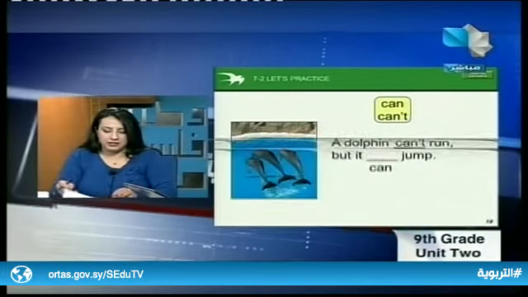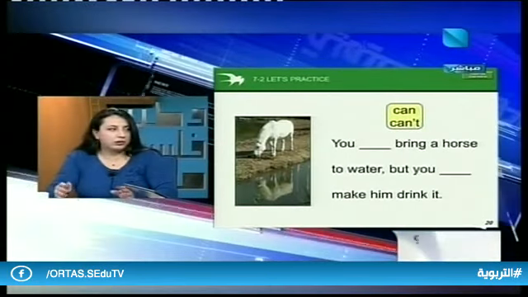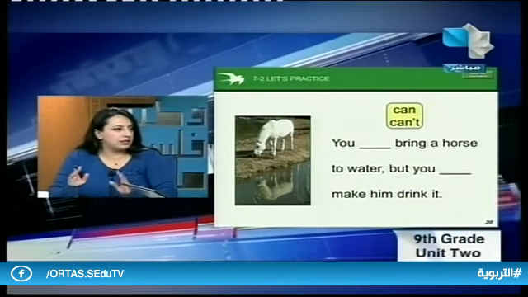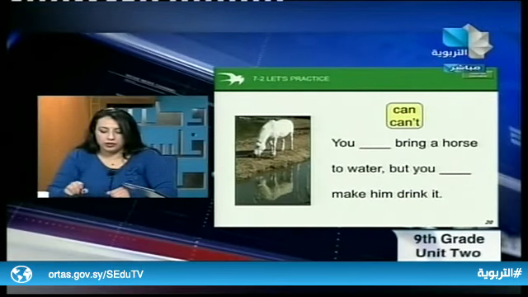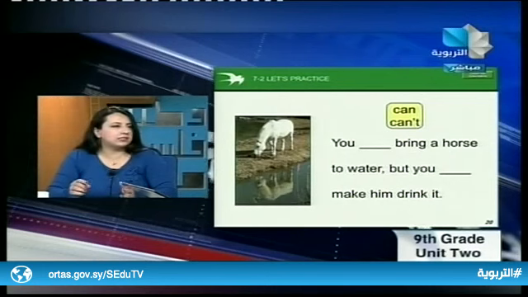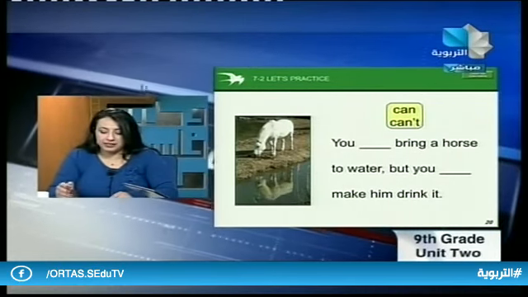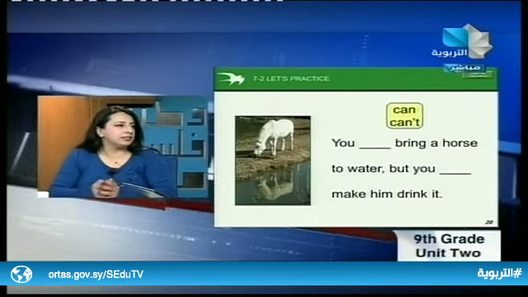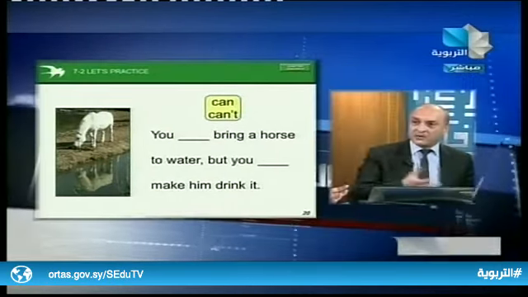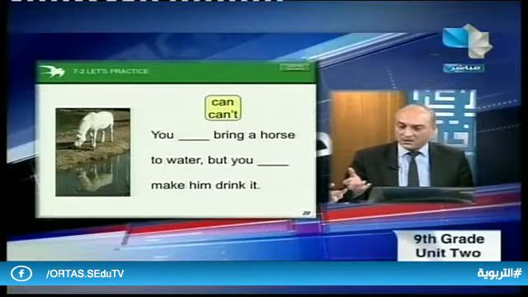Okay, another example. Again, we are using can and can't. It's used in this proverb: you can bring your horse to water, but you can't make him drink it. You can bring it to a lake, but you can't force him to drink if it doesn't want to.